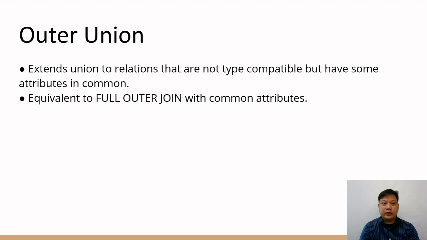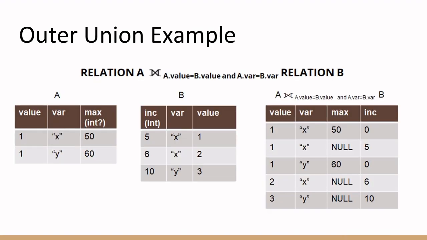Next, I will discuss how outer union works. Outer union is the same as union, but also considers the attributes that are common in the relation but are not necessarily type compatible. Thus, outer union is equivalent to full outer join with the common attributes. Let's refer to this slide for an example on outer union.